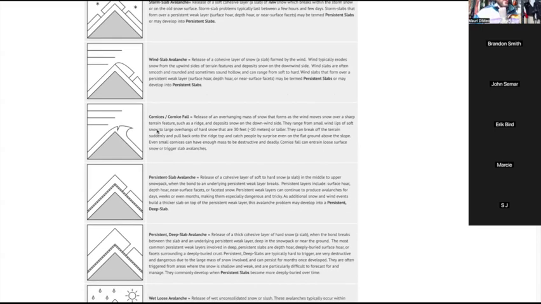Cornices are another wind related problem, where cornices are going to build and get bigger as a result of wind. When we see warming, that can cause cornices to fall, or when we see an increase in their size, that can cause cornices to fall.